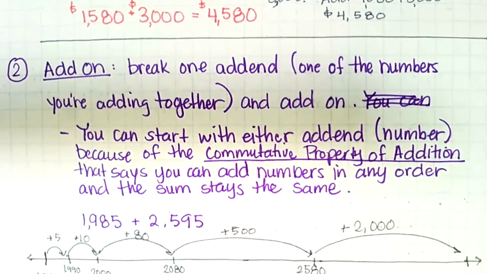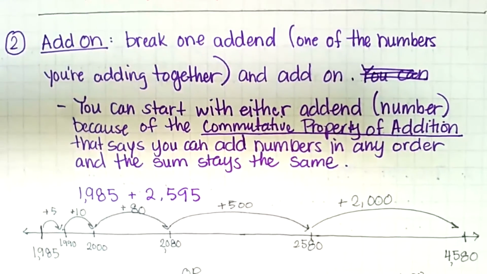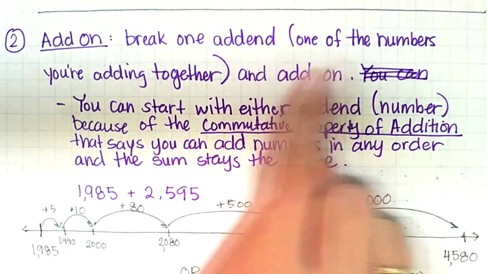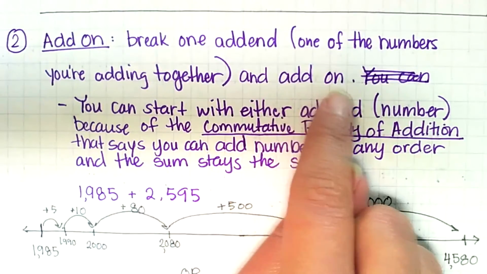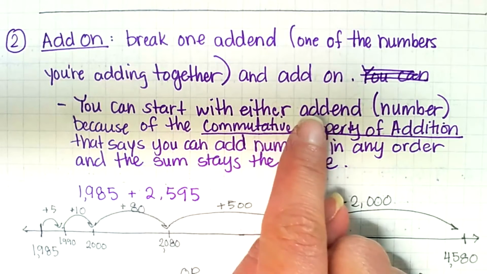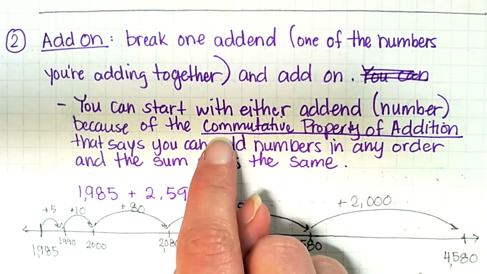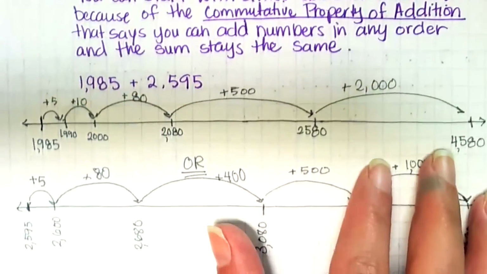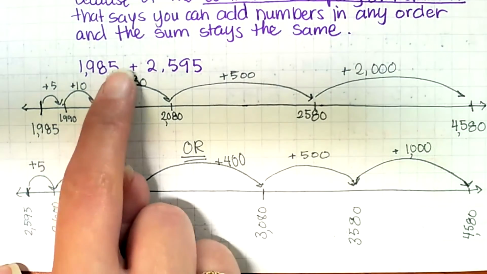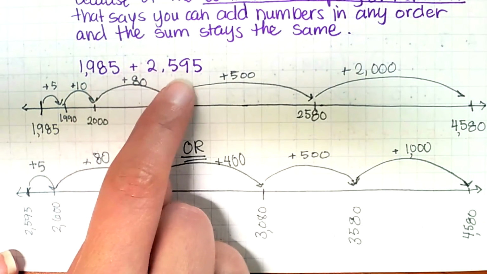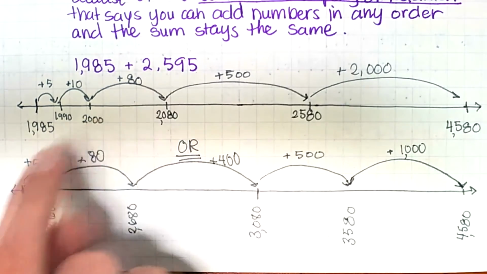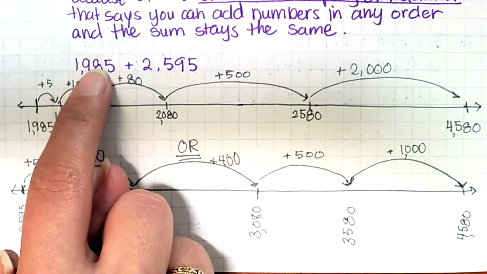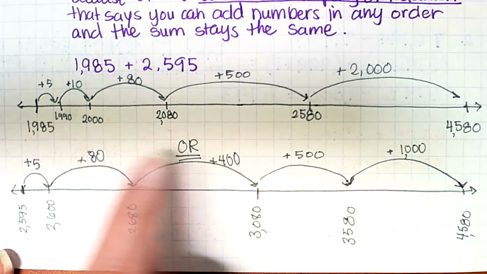We can use the add-on strategy, which is what we were talking about in the video lesson earlier. So we're going to break one addend, so that's one of the numbers that we're adding together, and use it to add on. So you can start with either addend or either number because of the commutative property that says we can add numbers in any order. So I can either start here with the 1,985 and break the 2,595 to keep adding, or I can start with the 2,595 and break the 1,985 and keep adding.